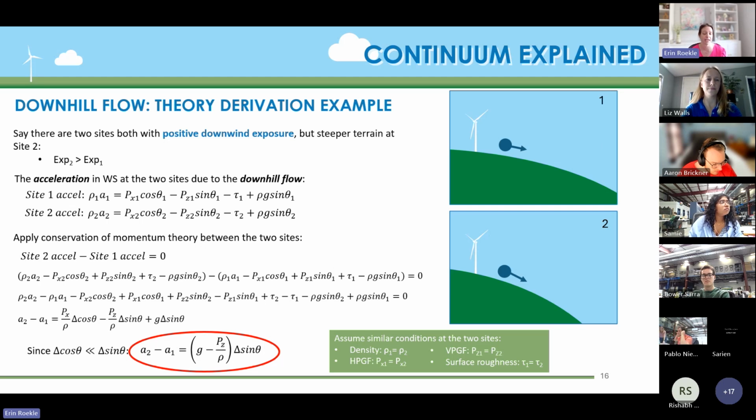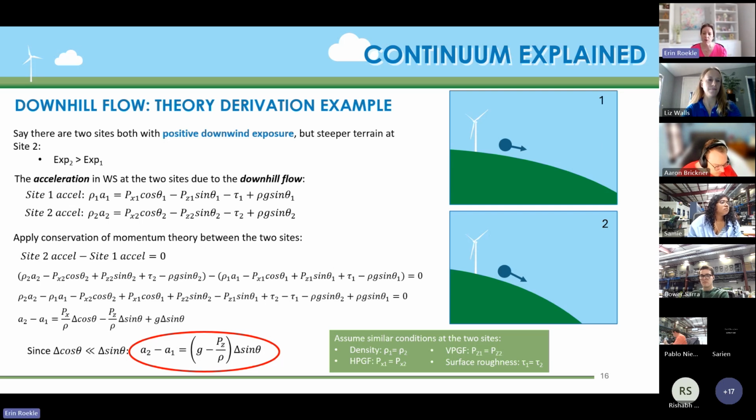So the acceleration at site 2 minus the acceleration at site 1 is the pressure gradient force in the horizontal over rho times the change of the cosine theta, minus the pressure gradient force in the vertical over rho times the change in the sine of theta, plus gravity times delta sine theta.